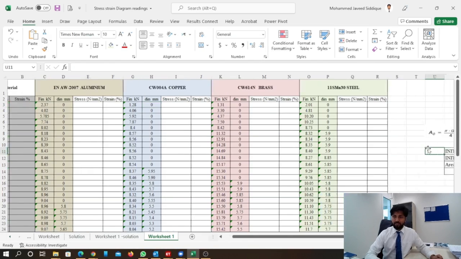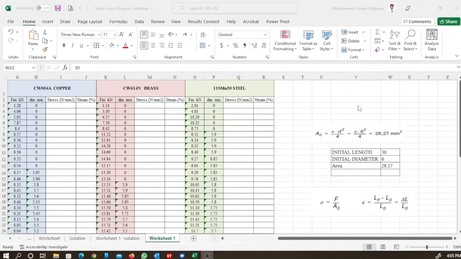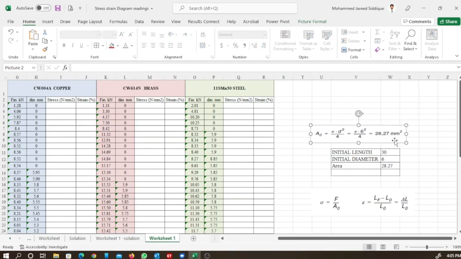Remember students, the initial length of the specimen between the two punch points was 30 mm, if you remember. Then the initial diameter of the specimen was 6 mm. So once I know the diameter of the specimen, I can find out the area, which is 28.27 millimeters square. So that is the area from the diameter of the specimen, which is 6 mm. Initial length of the specimen between the two punch points was 30 mm.